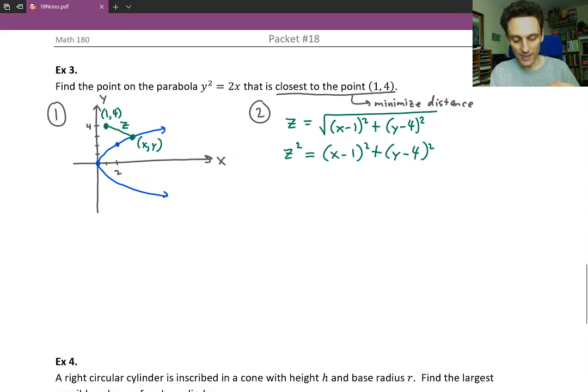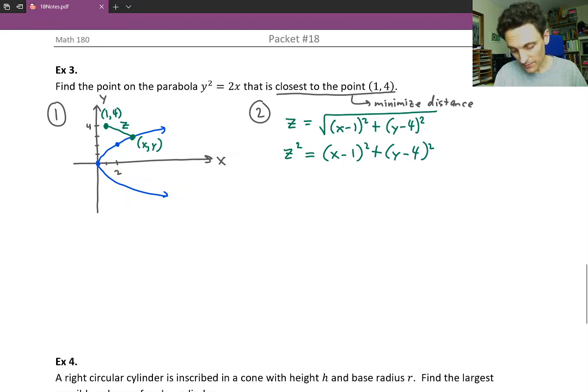So I'll say that again. If we want to minimize the distance between 2 points, we can instead minimize the square of the distance between those 2 points. And it'll be at the same place, the same x comma y point.